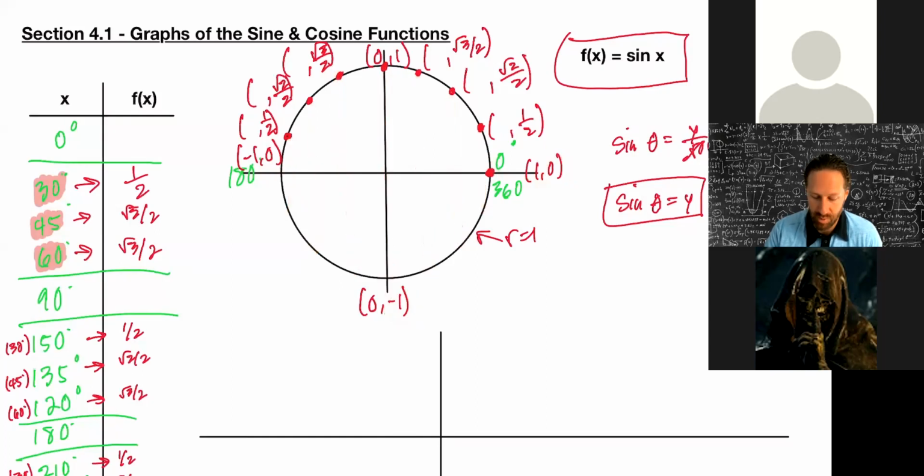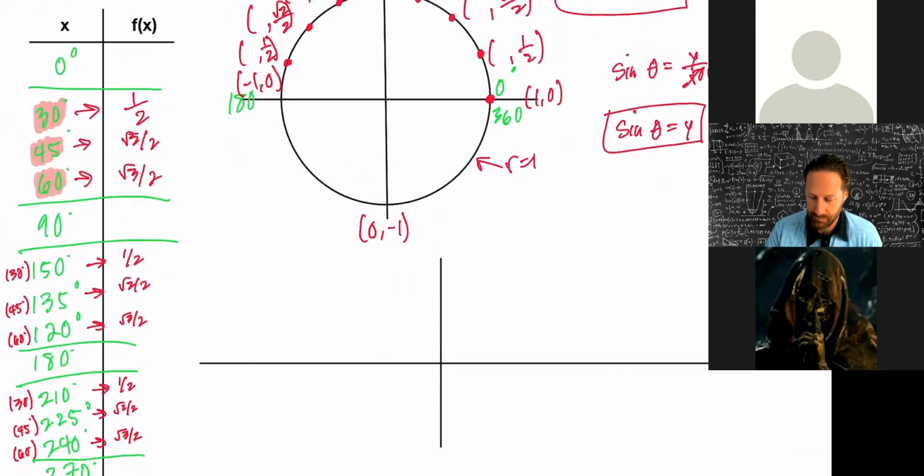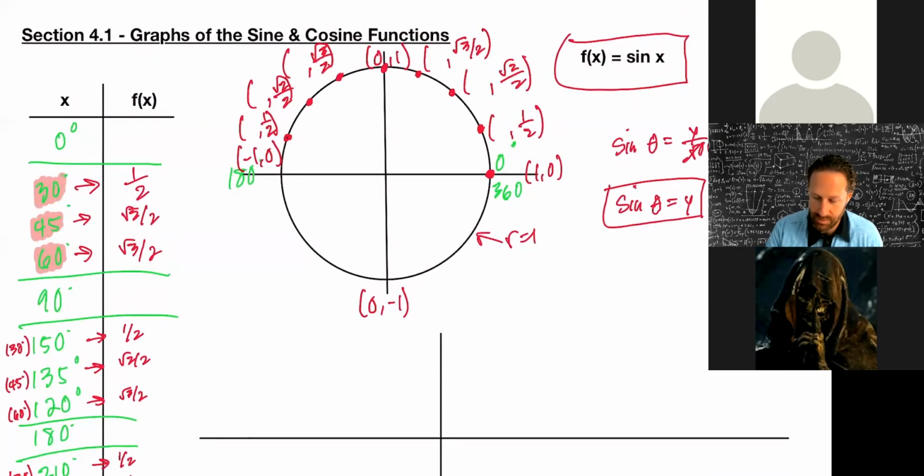So all this input, output stuff, what we're looking at is the graph of what we're going to call y equals sine of x. And what are we always putting in to a trig function?